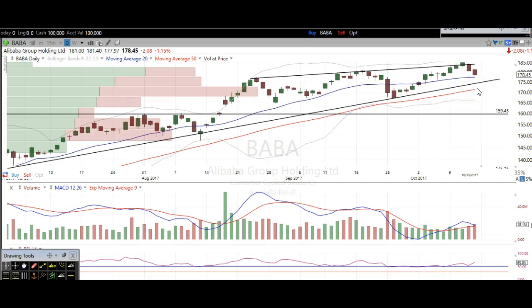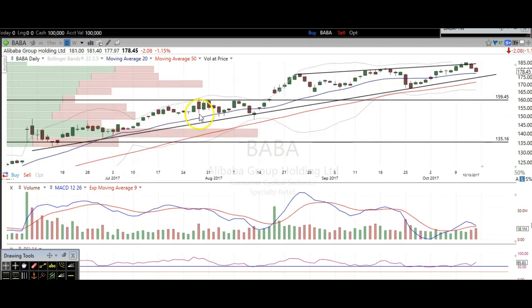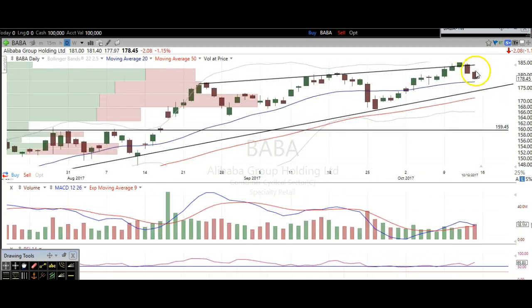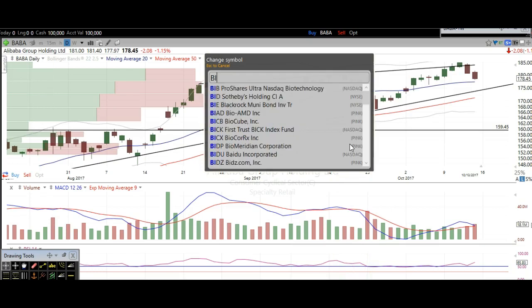Also, if Alibaba breaks this trend line, most likely it's going to head lower, at least into this 160 level. It was previous resistance right there. So that's a level of support you can use. But as it stands right now, still very bullish overall, but we're just looking for a little mini retrace lower, a few bucks lower than where we're at right now. The next one we're going to take a look at is BIDU.